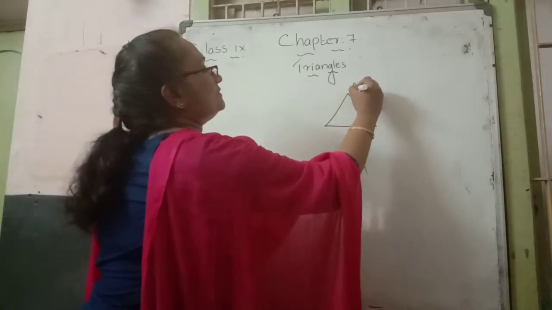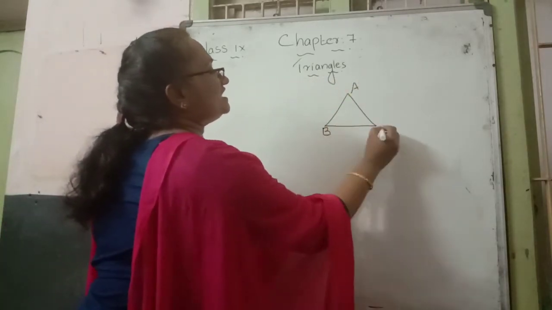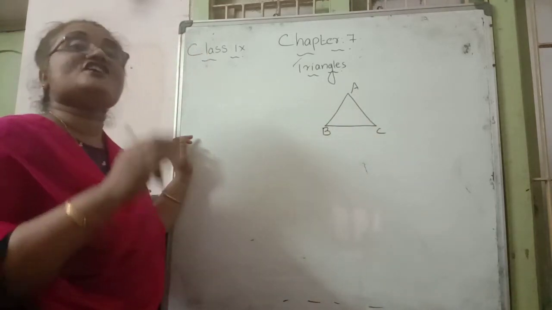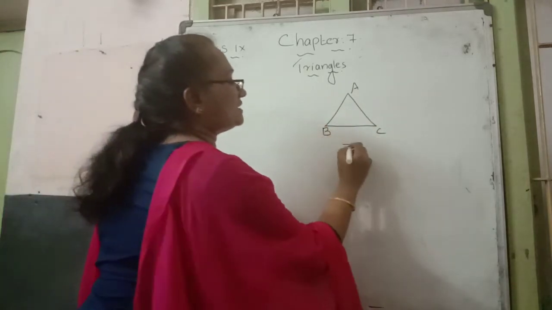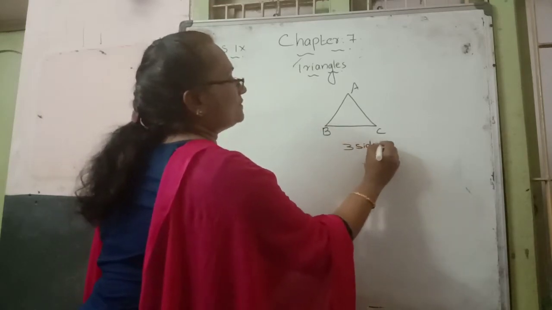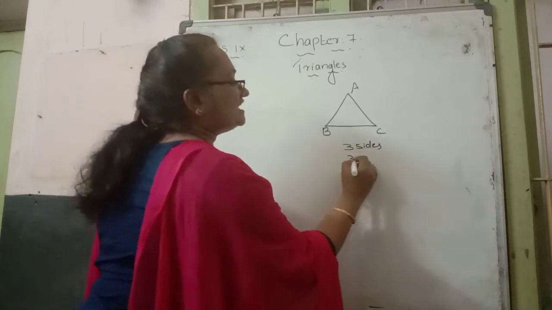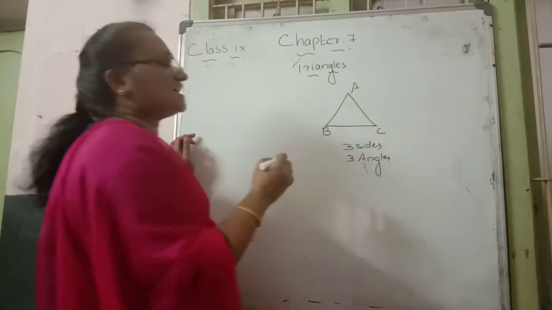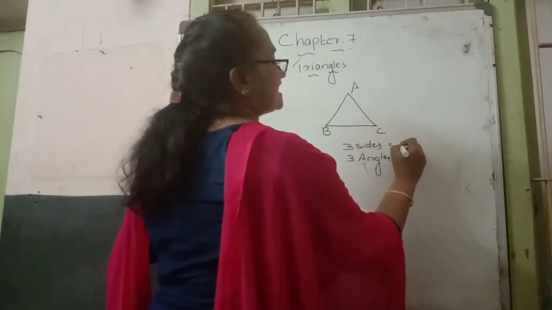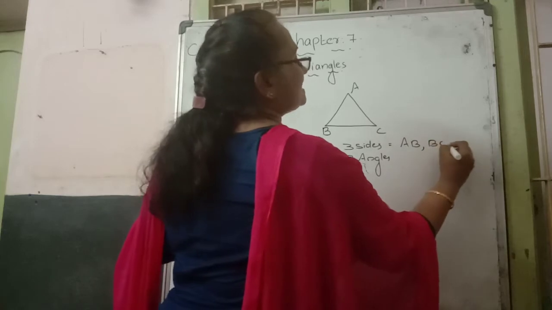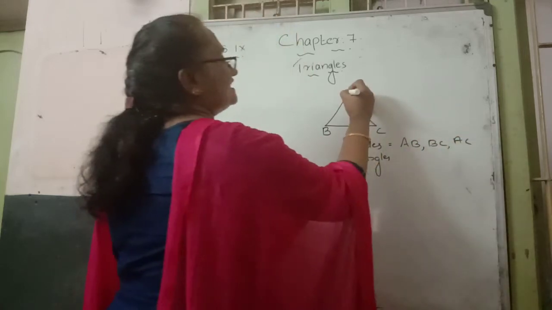Here I name it A, B, C. How many sides does a triangle have? Three sides are there. Remember, a triangle has three sides. How many angles are there? It has three angles. So remember, how many sides? Which are the sides? Side AB, side BC, and side AC.